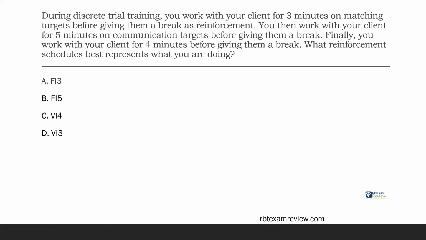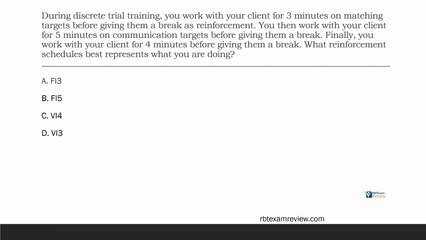So what can we eliminate? Well, they're all interval schedules, so that's correct because we're looking at a time schedule. But is our time changing or is it staying consistent? Our time is changing. So immediately you can eliminate A and B because that's fixed. But we're not fixed. We're on a variable schedule. So it's the V. So now what? Well, we know it's an average, right? So variable schedules mean on average.